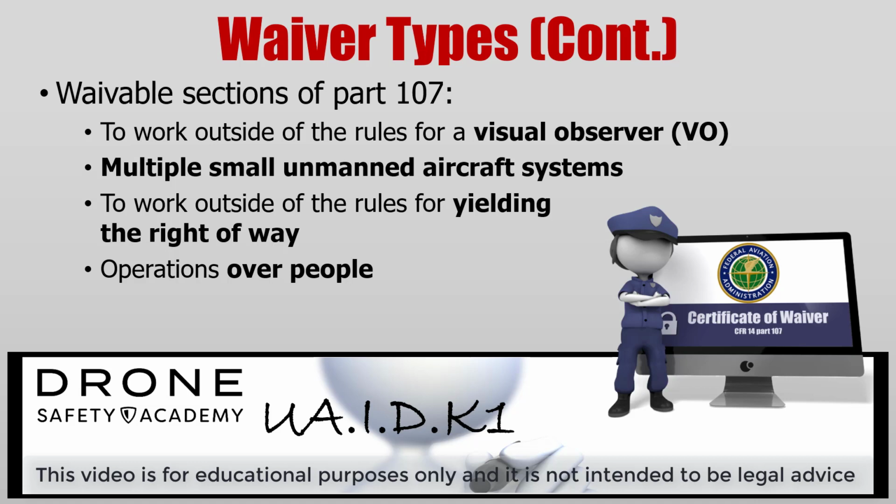There's a waiver to work outside of the rules for a visual observer, and also a waiver for operating multiple small unmanned aircraft systems. There's also a waiver for yielding right-of-way and operations over people. And that last one, that one will change soon too.